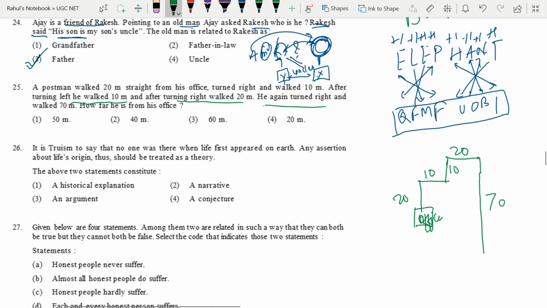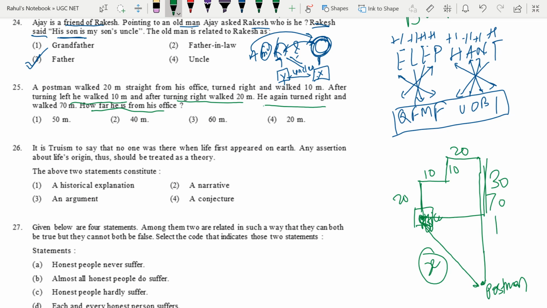Now the question is how far he is from his office. The postman now reaches here. We need to calculate this distance, the value of x. If you observe here, this is 20 plus 10, so this distance is 30. So 70 minus 30 is 40, so this distance is 40. And this other distance, you can clearly say, is 20 plus 10, that is 30. By applying Pythagoras, you can simply say that the value of x would be 50. So option A is the correct answer.